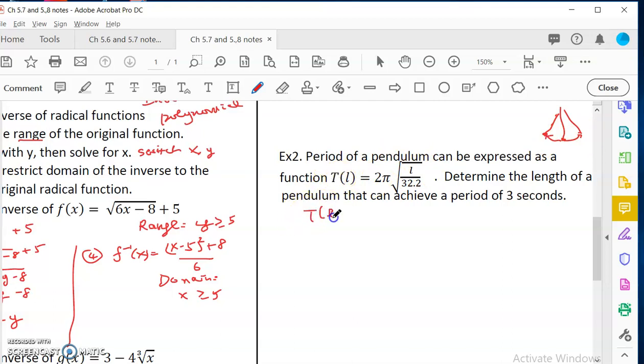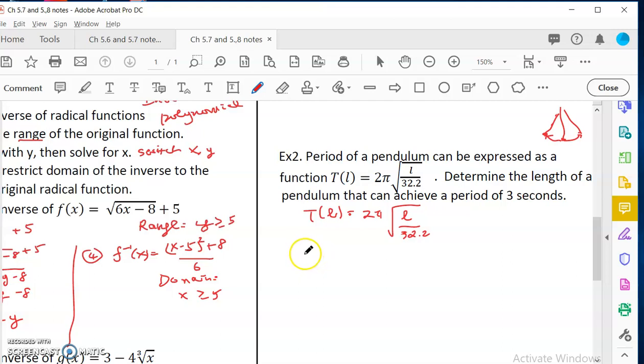So T of L, let's write it again. It will always have gravity, 32.2. And someone tells you that if you cut a string that way, the period would be that many seconds. So we want to determine the length of a pendulum that can achieve a period of 3 seconds. That means I want to know the T and find L.